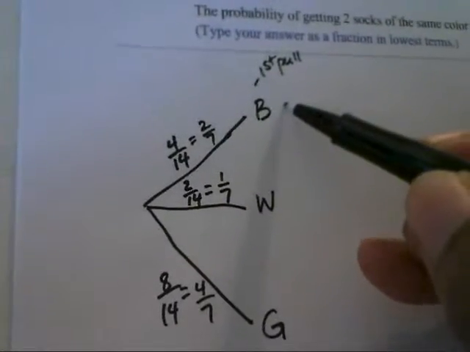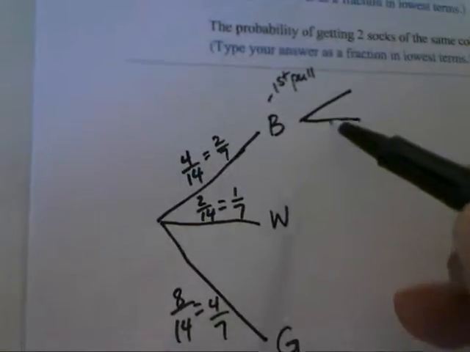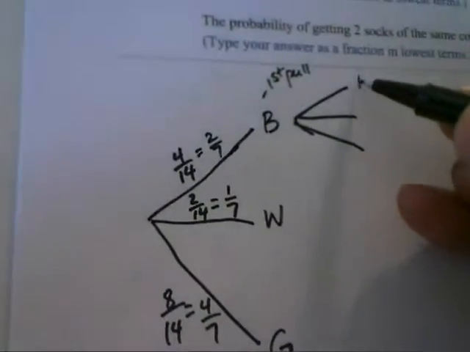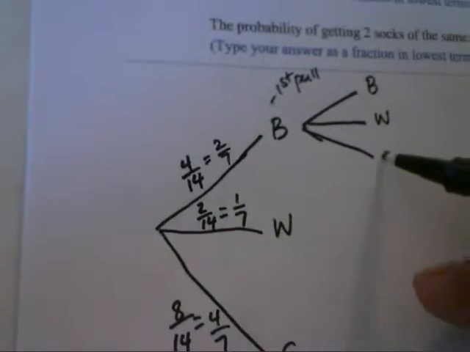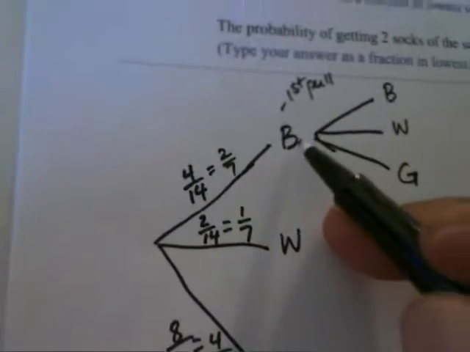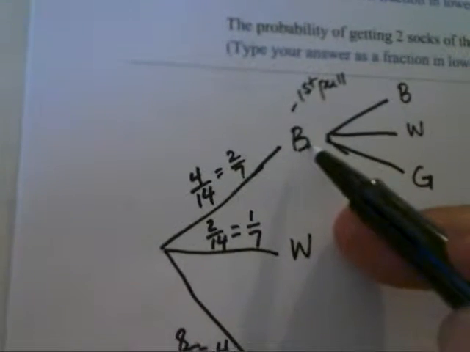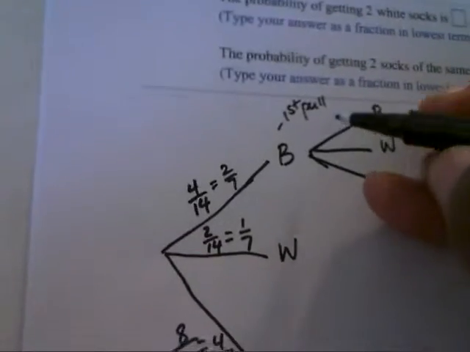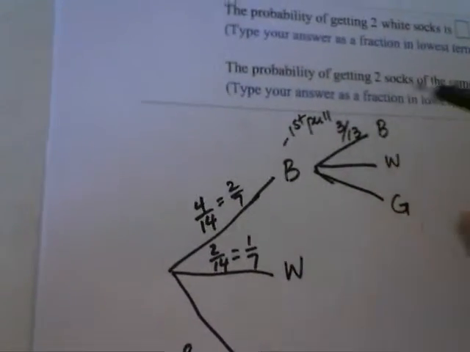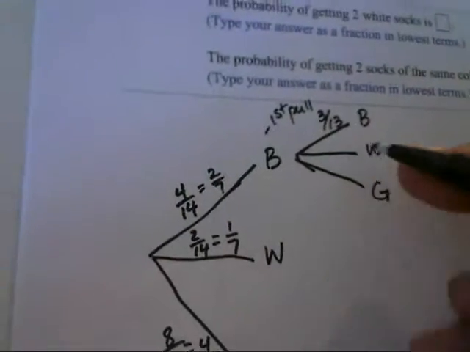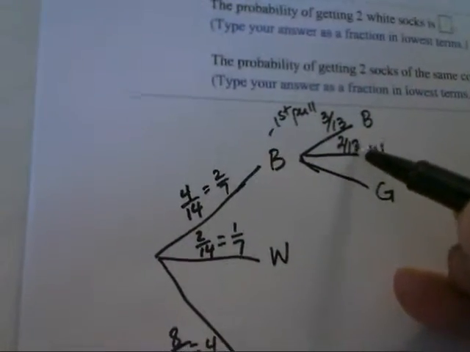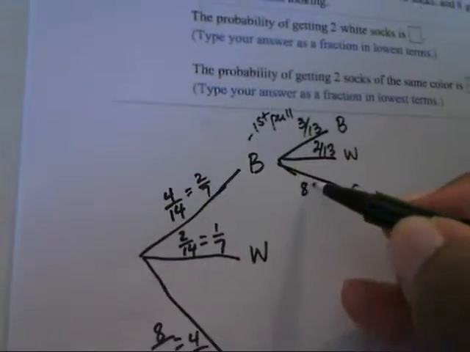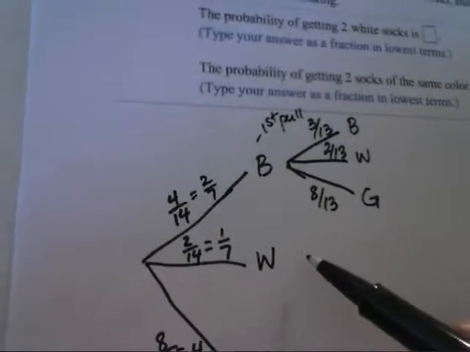Now the second pull, now we're not going to replace these. That means there are now going to be 13 socks remaining in the drawer for you to choose, either a blue, a white, or a gray. Now, if the first pull was a blue, there were 4 blue socks, so that means you're down to only 3 blue socks. And that's out of 13, so it'll be 3 over 13. And then for a white sock, it'll be 2 over 13, because now you have 13 socks remaining to choose from. And then you'll still have 8 gray socks out of 13 to choose from.